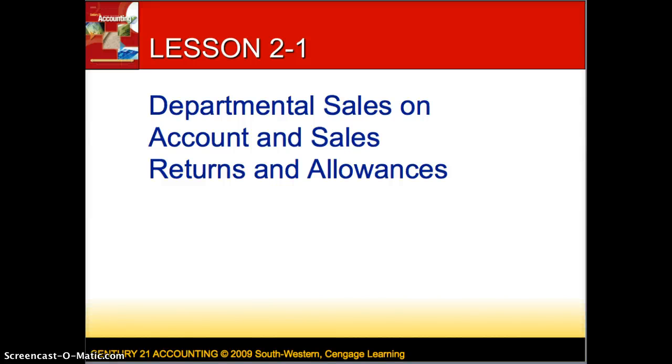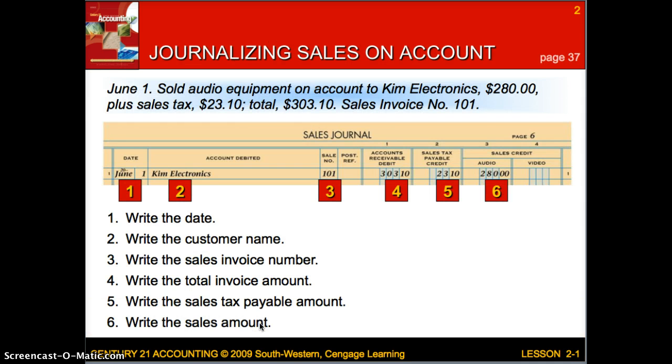This is Lecture 2.1, Departmental Sales on Account and Sales Returns and Allowances. This is found on page 34 of your book. So what we need to talk about today is journalizing sales on account.